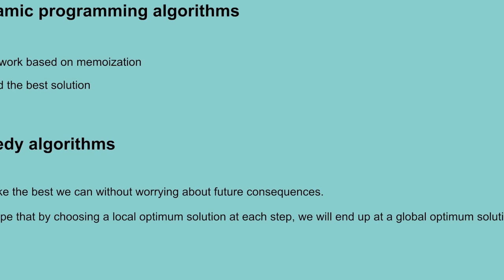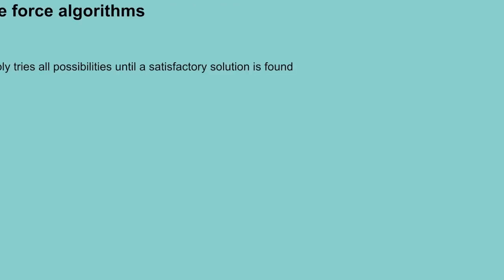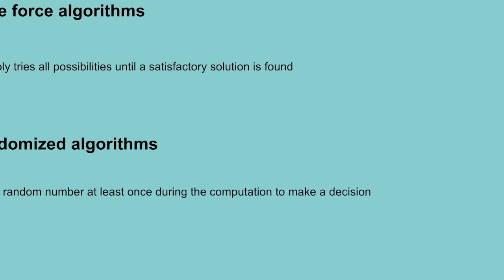And the next type is the brute force algorithm. It simply tries all possibilities until a satisfactory solution is found, for instance, finding the best path between two locations. And the last type is randomized algorithms. These algorithms use a random number at least once during the computation to make a decision. You will see in the upcoming sections that the quicksort algorithm can use a random number to choose a pivot and make a decision based on this.